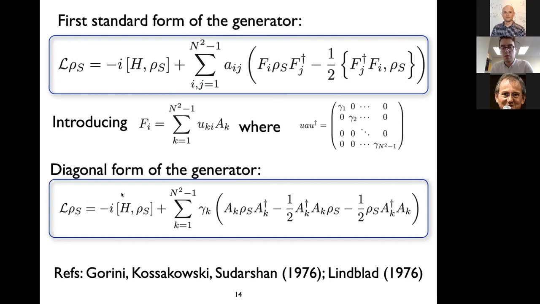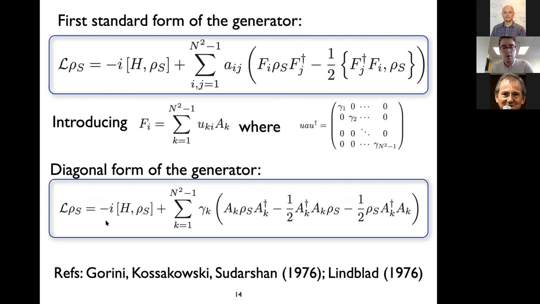This operator you can think of as a Hamiltonian, but in general it just represents any self-adjoint operator. And in the second term, we have these operators A_k, which are operators acting only on our open system, and these are referred to as either transition or Lindblad operators. And these coefficients, gamma_k, are essentially just non-negative coefficients.